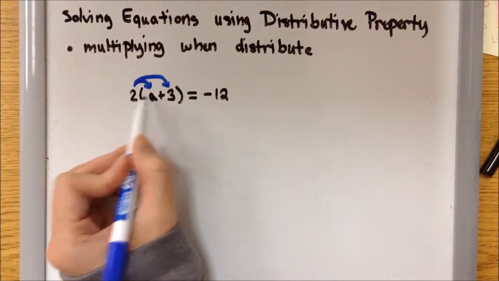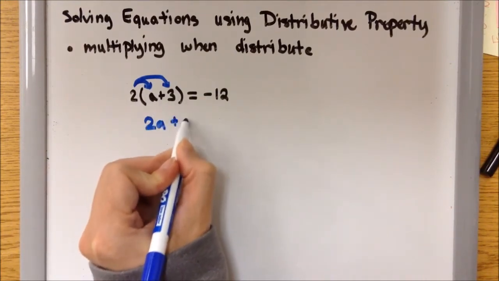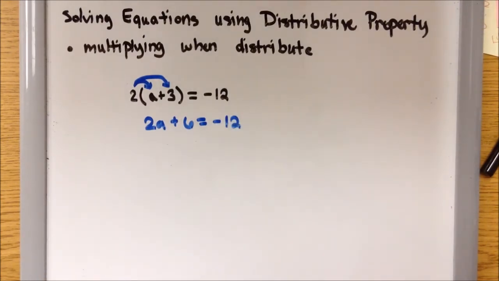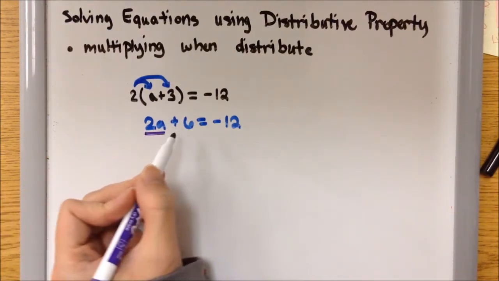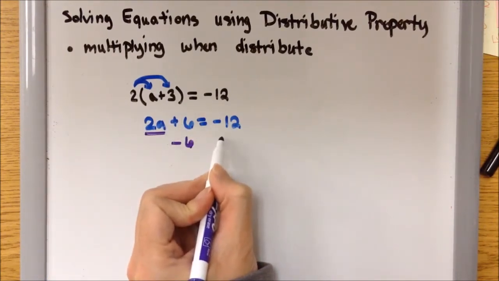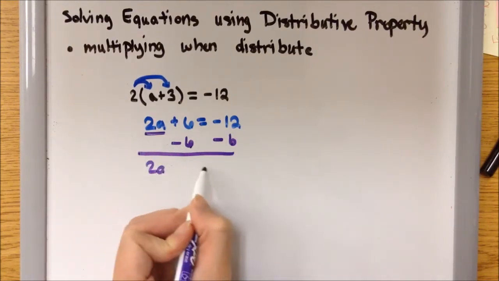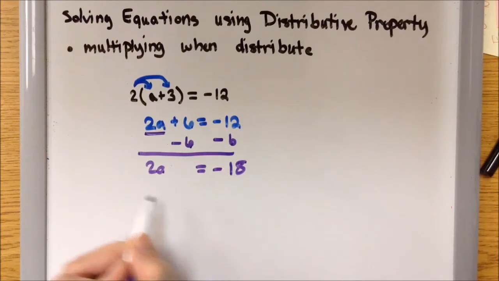So 2 times a is 2a, 2 times positive 3 would be plus 6, equals -12. Now it looks very similar to the two-step equation we did before. We want the 2a to be by itself, but it has a plus 6. The opposite of plus 6 is minus 6. Since I did it on the left, I'm going to do it on the right. I bring down the 2a equals -12 minus 6, which is -18.